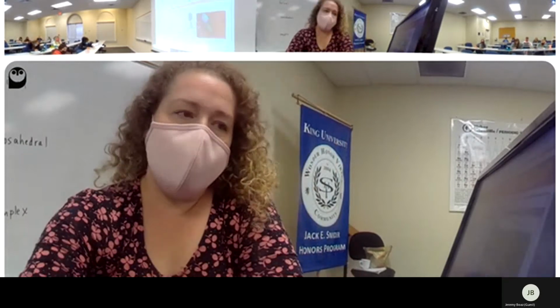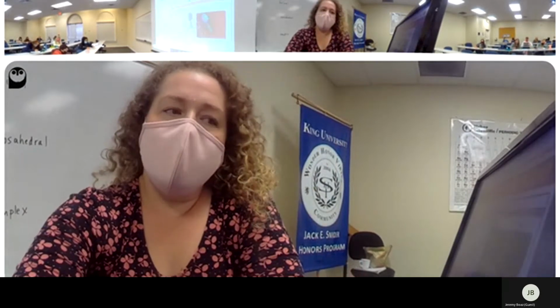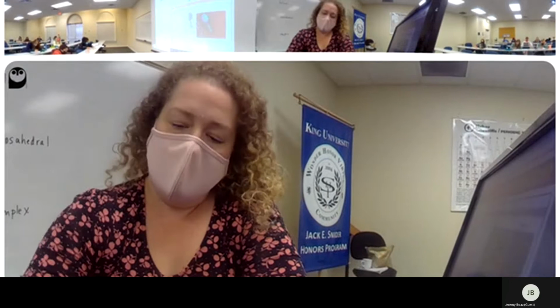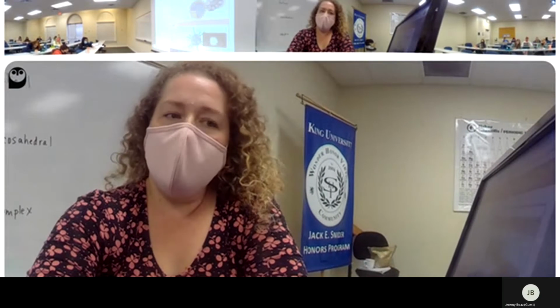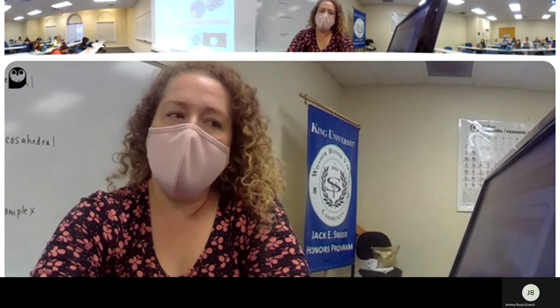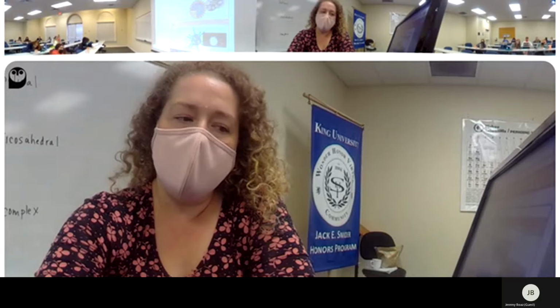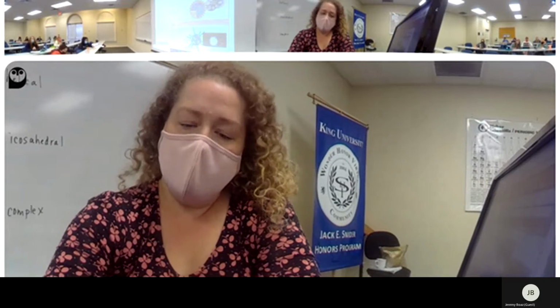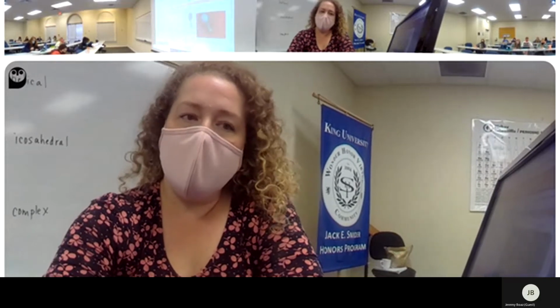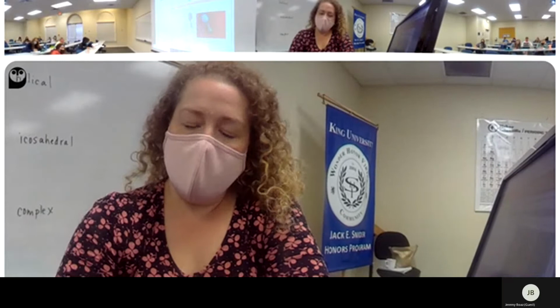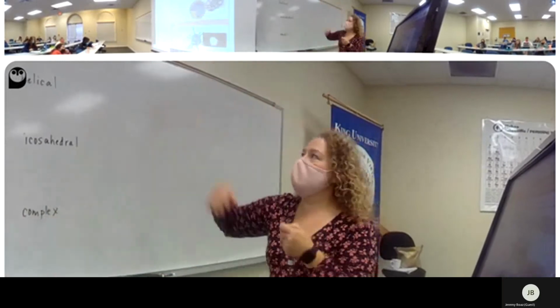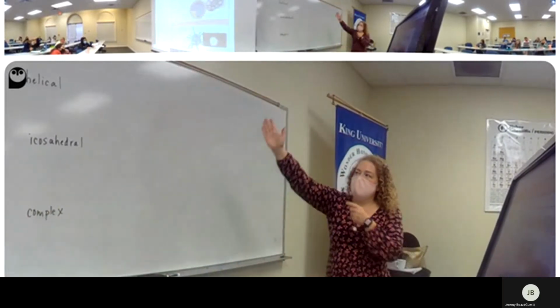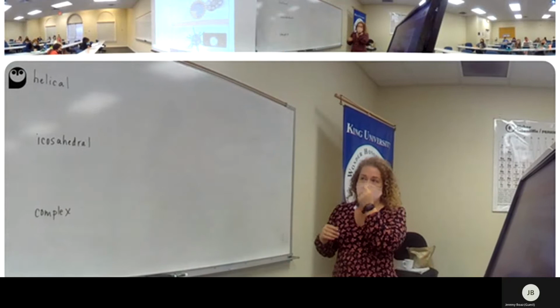And these charts from your book are kind of showing under these purple lines what those shapes look like. So both of these would be helical. This is an icosahedral. These are icosahedral. And this is a complex. So I kind of want to draw what the shape categories are.